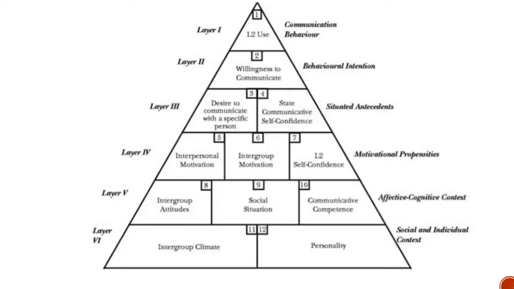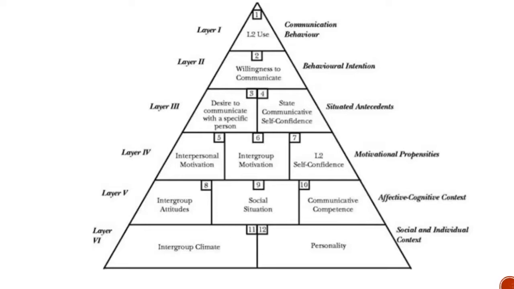At layer 3, the situated antecedents are confirmed by the desire to communicate and also by the perception of the self. We can see here again this interaction between the group and the individual aspect. In layer 2, we see finally the willingness to communicate that, according to Elaine Dewaele, represents the final psychological step in preparation for communication, which will be a reality in layer number 1.